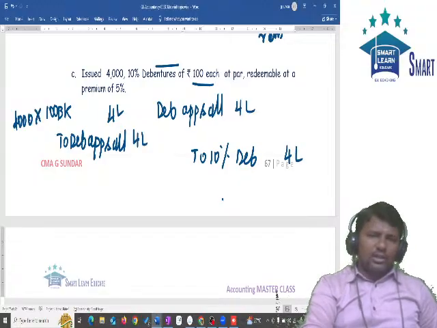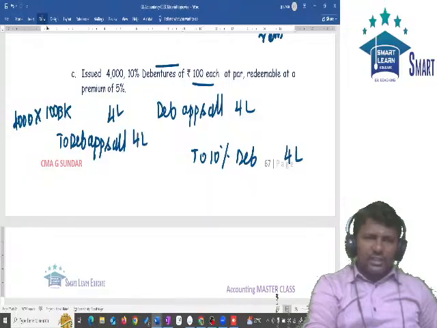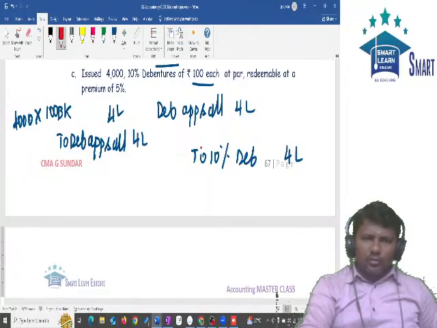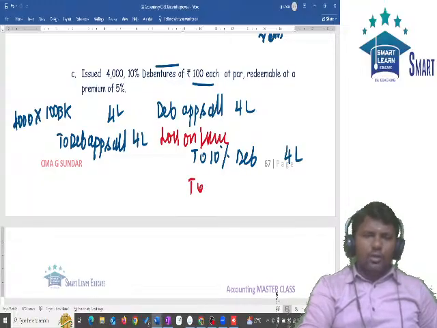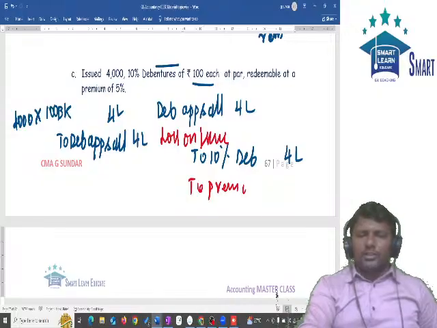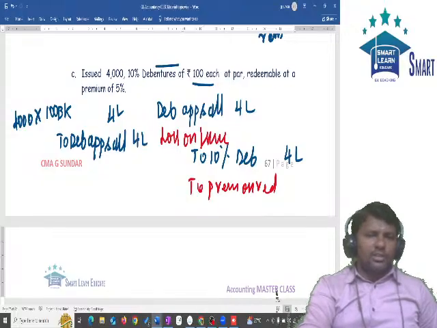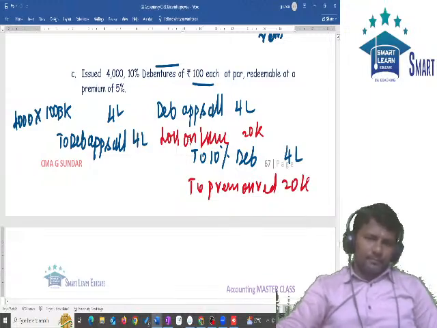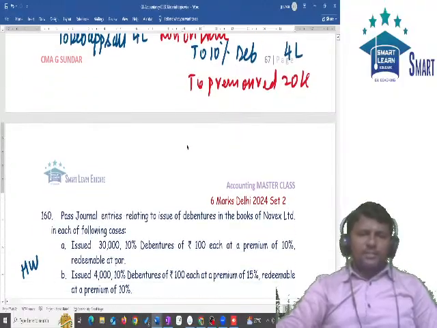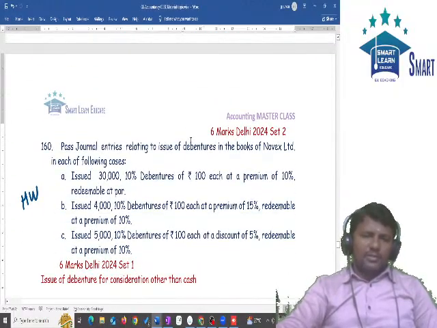Now redemption, we have a premium. Whenever there is a redemption at premium, loss should be debited. Entry: loss on issue of debentures account debit, to premium on redemption of debenture. 4 lakh into 5 percentage comes to 20,000. That's all. So with this, we completed the 6 mark question in the debentures part.